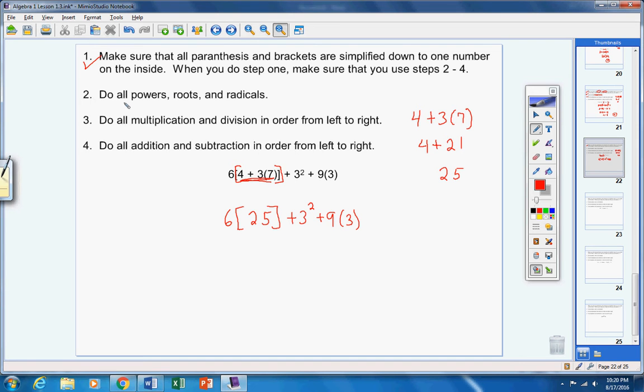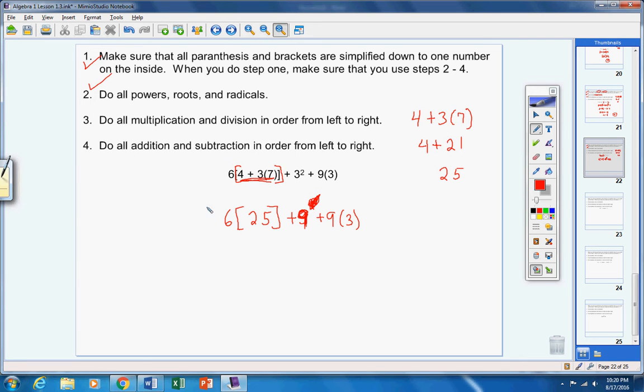Now step 2 says do all of your powers. I see an exponent here. So I'm going to go ahead and get a little sloppy. I'm just going to make this a 3. 3 squared is 9, so I'm just going to make this a 9. There we go, that's a 9 right there. And I'm just going to get rid of this power. So there we go, step 2 is done.